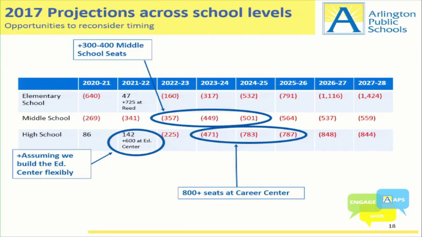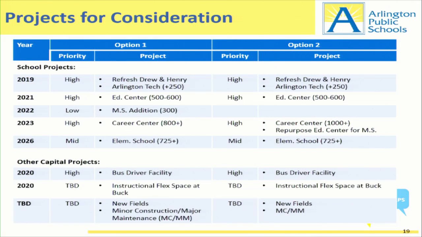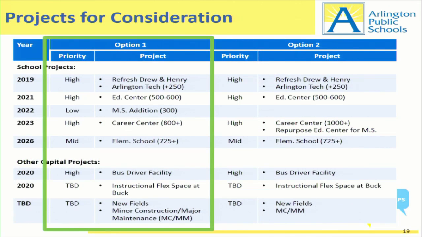At the middle school level, this is the time range between 2022 and 2024 is when we're really going to need those seats. And then at the elementary school level, between 2025 and 2026 is when we're going to need it, if our estimates continue to show the same trends that they're showing this year. So what we've done in this is laid out really two options to begin to think about what could be the CIP projects based on priority.